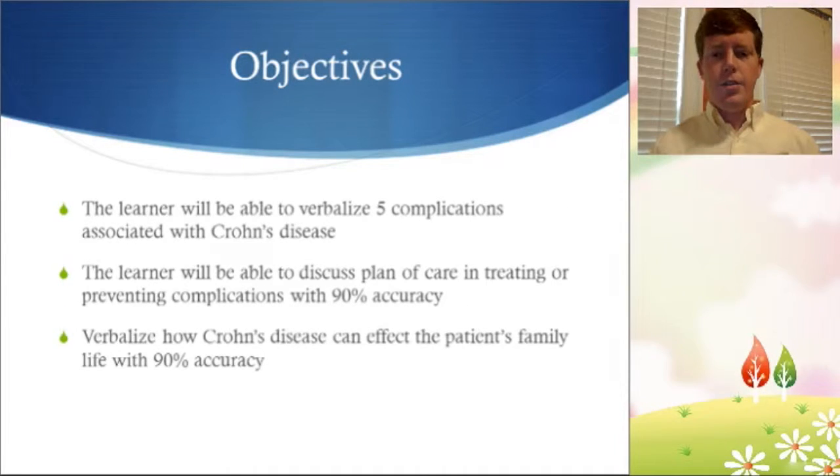And continuing with the objectives, the learner will be able to verbalize 5 complications associated with Crohn's disease. The learner will be able to discuss plan of care in treating or preventing complications with 90% accuracy. And last objective, verbalize how Crohn's disease can affect the patient's family life with 90% accuracy.